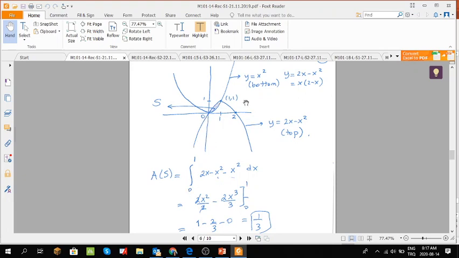The top function is 2x minus x squared, as I wrote here, the top curve. And the bottom curve is y equals x squared according to the graph. So we integrate 2x minus x squared dx.